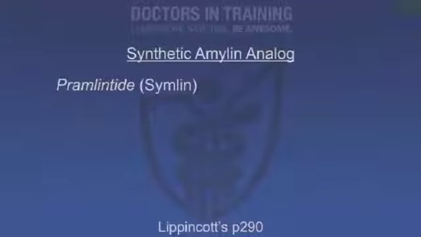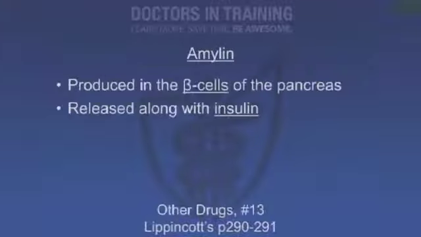So on page 290, we're talking about synthetic amylin analog. There's really only one of these products. It's relatively new. It's called pramlintide. It was released in 2005. So amylin is a hormone that's produced in the beta cells right alongside insulin, and it's released with insulin. So type 1 diabetics, they've lost their beta cells. They're not going to make any insulin. They're not going to make any amylin either.